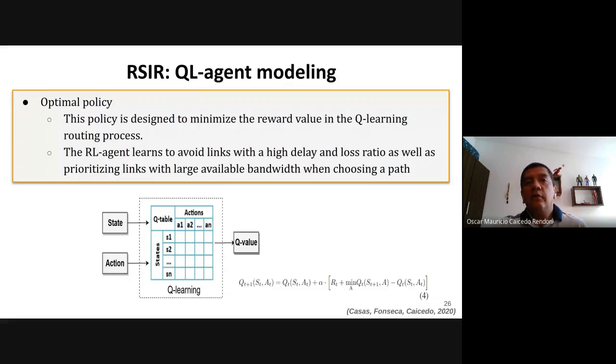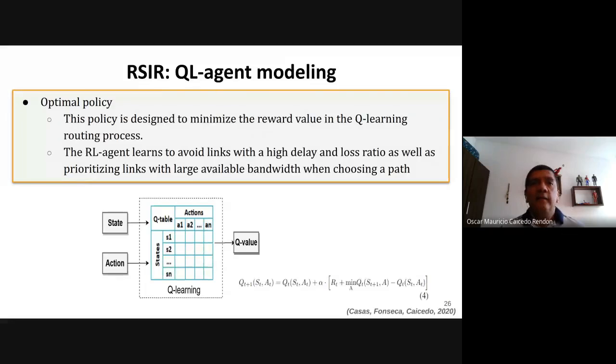After that, we need to define what is the optimal policy. To define the optimal policy, we use Q-learning, and the idea is to minimize the reward value in the Q-learning routing process. The idea is that the RL agent learns to avoid links with a high delay and loss ratio, as well as prioritizing links with large available bandwidth. That's the main differentiation with RIP and OSPF. We are going to learn to avoid links with these characteristics.